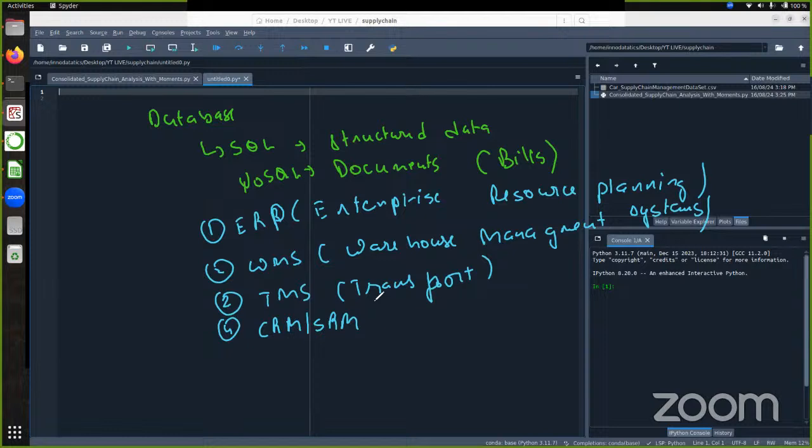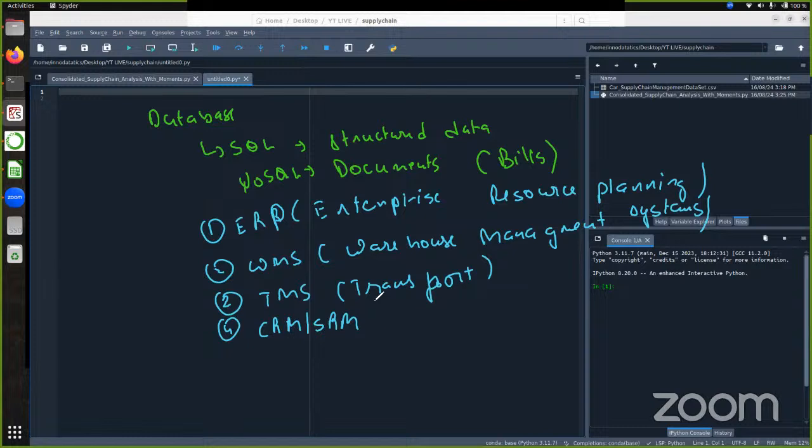Okay, there is no rusting or anything. That is where supply chain analytics can use something like an IoT device.